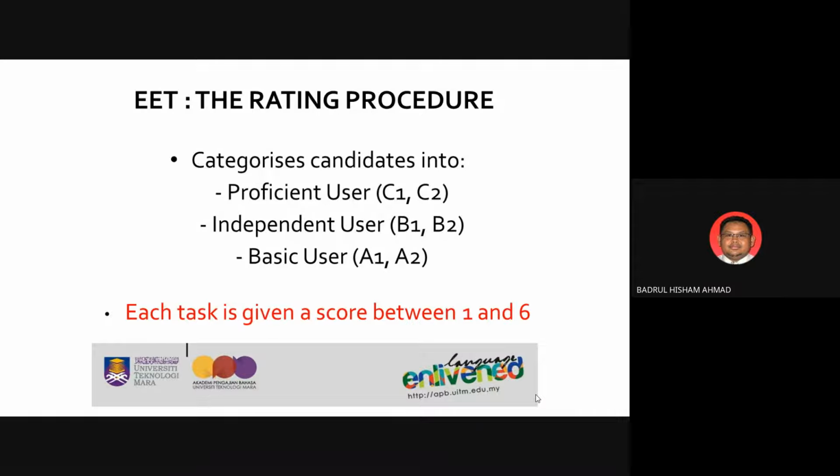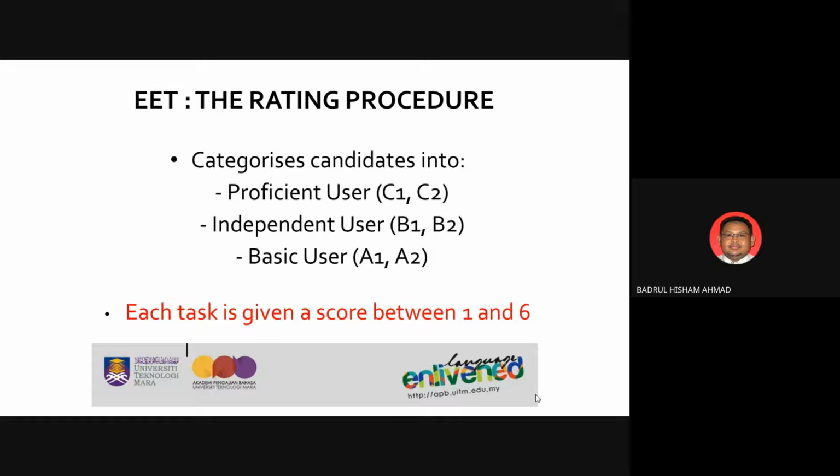Sitting for the test is basically very easy. Seriously, you don't have to be so worried about the outcome of the test, because you will not be failing, because we do not have a failing grade. You either be classified as basic, independent, or proficient user. That's it. You will not be considered as a failure. You will not get a failing grade F.